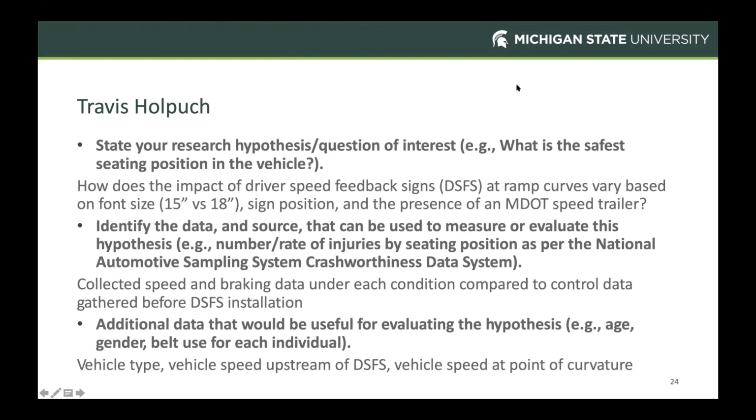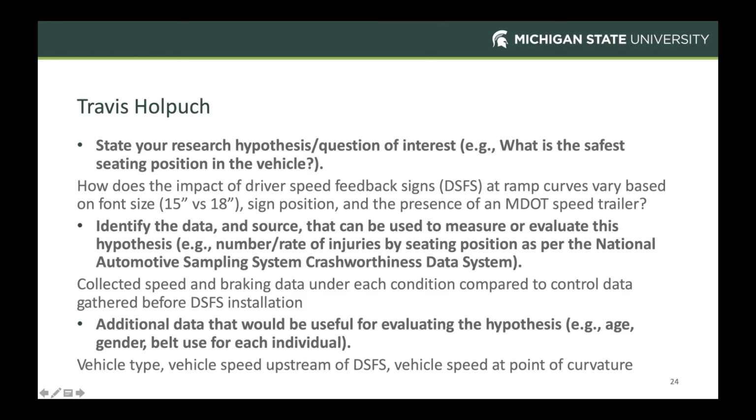The sign position is typically off the right side of the ramp on the shoulder, and alternatively one posted near the first chevron over on the left side of the ramp. And there's the presence of an MDOT speed trailer, which on some days of collection was present but not turned on, not activated. We just wanted to see if that had any real impact on driver speeds.